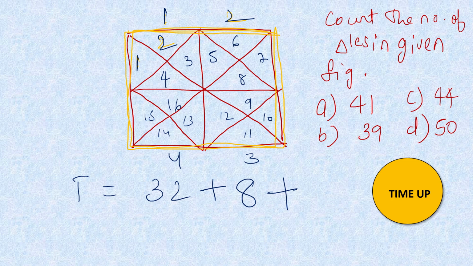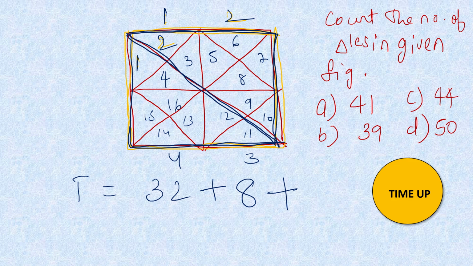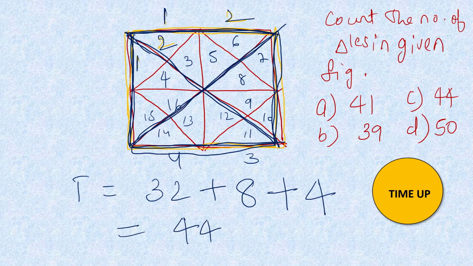Yes. If you check properly, this is one hidden triangle. Then another one will be this one, the second hidden one. Then the third one will be this. And similarly, the fourth one is this one. So there are 4 hidden triangles, so plus 4 you need to do. So the correct answer will be 44. C is the correct option, 44.